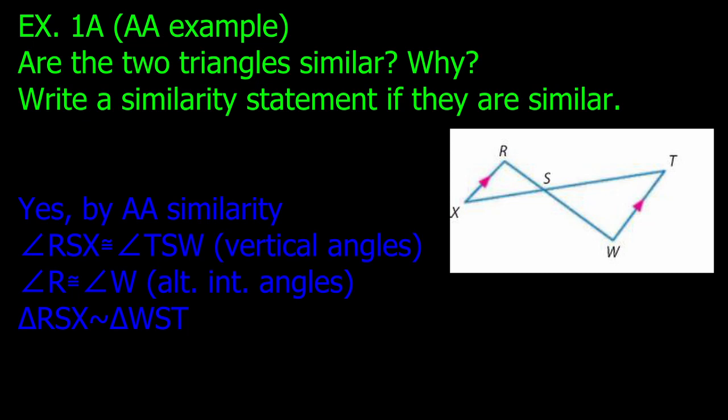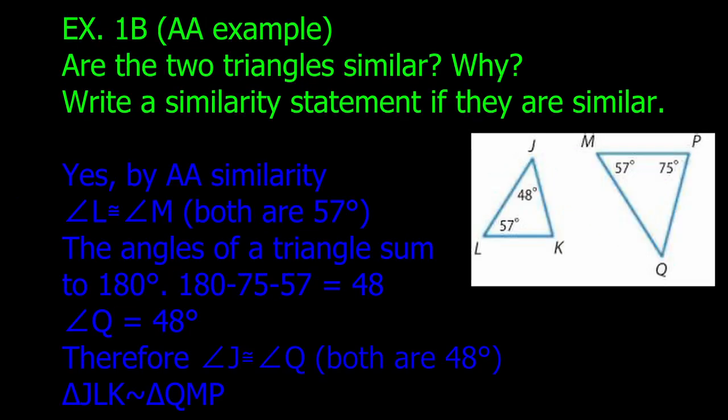Remember, when you write the similarity statement, the angles have to match up, so since R was congruent to W, they go in the first place. Angle S was congruent to angle S if you just use the middle letter, so it has to go in the middle, and then X and T are the leftovers. It's very important that you get those letters in the correct order when you write similarity statements. That's more or less the hardest of the angle-angle similarities.